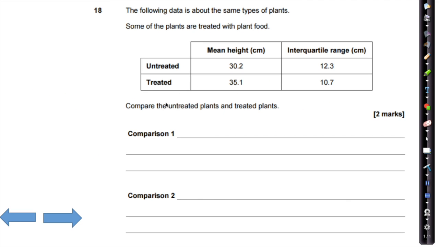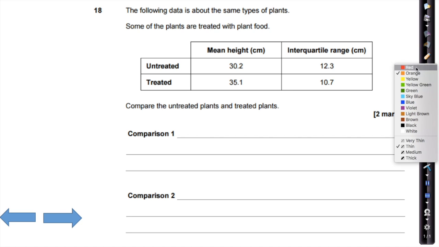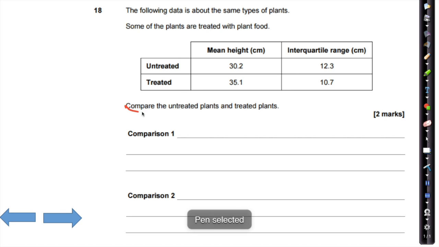Question 18 is a comparison of the mean and interquartile range of plants that have been treated with plant food. So we've got comparing the treated and untreated. So we've got the untreated first of all, and we've got to say what do these numbers actually mean. So we're looking at higher order kind of comparison of what treated and untreated actually means? Well, as they've given us the mean and interquartile range, well, let's compare the means and let's compare the interquartile range. Okay, always write interquartile range, don't just write IQR.